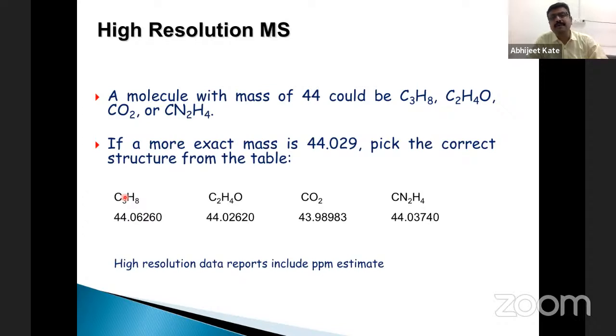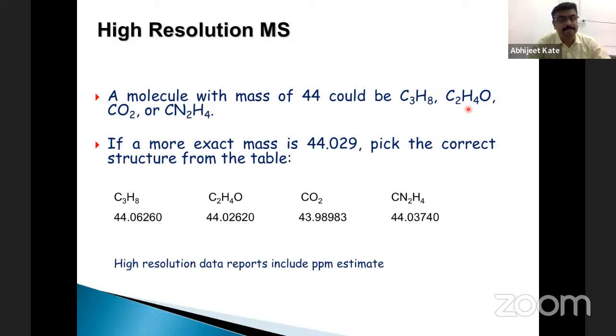So, for example, this is just an example from a textbook. I have taken this. There are 4 compounds with the mass 44. If you calculate, taking 12 as the atomic mass for carbon and 1 for hydrogen, this total would be 44.